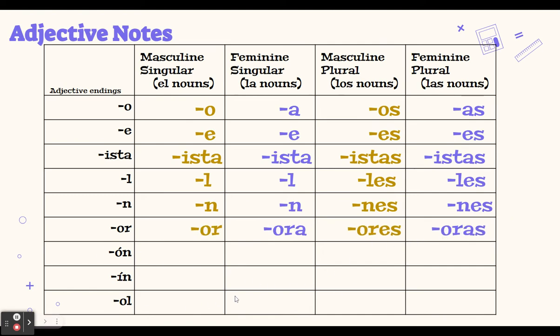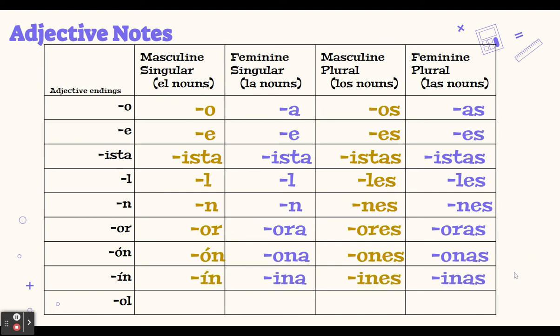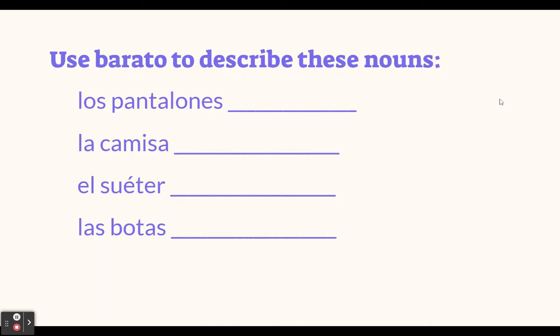And the next three work the same, just with their own ending. So we have on, ona, ones, onas. Then we have in, ina, ines, inas, or ol, ola, oles, olas. Now, these again are not as common as the ones up there, but as there are 4 different types of them, it is not uncommon to just add an A to make it feminine as opposed to changing the O to A. So we're going to practice with these.